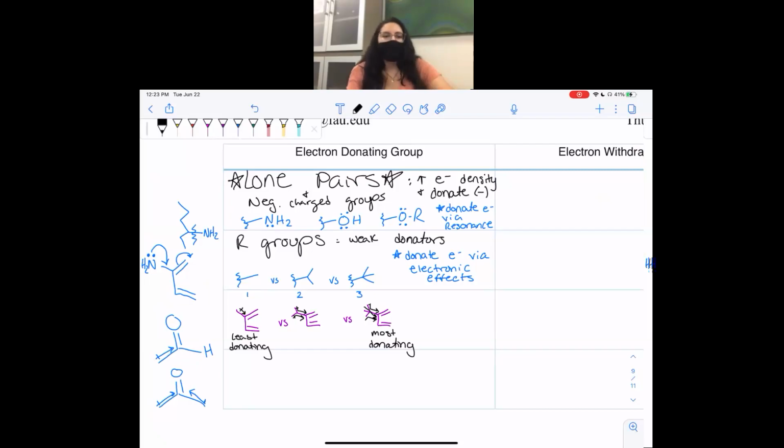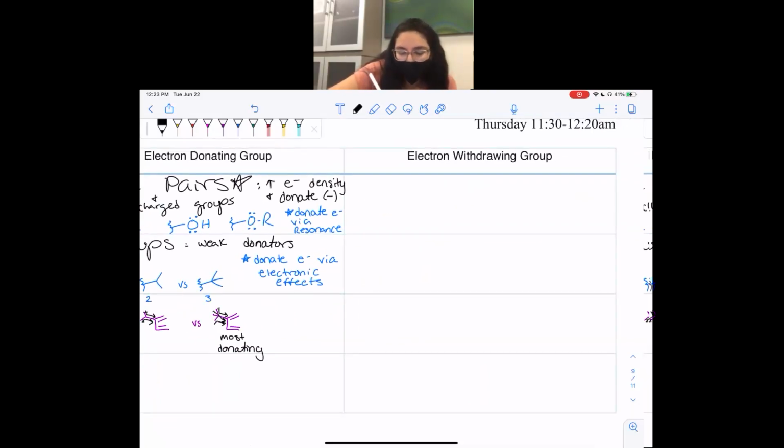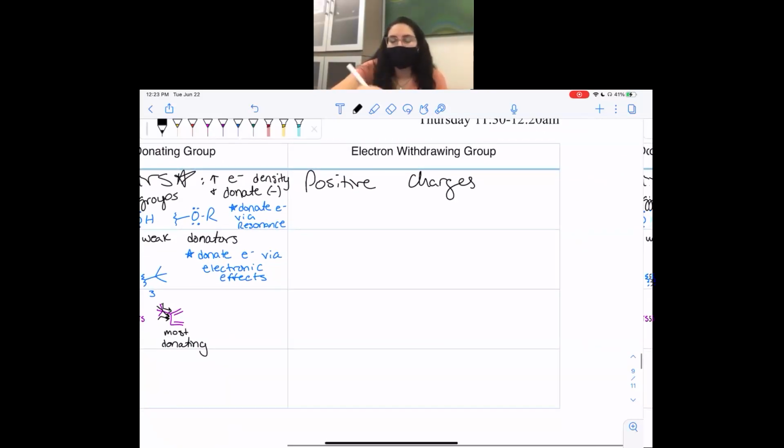All right. So let's go over electron withdrawing groups real quick. The opposite of lone pairs and negative charges is going to be positive charges. So a positive charge is pretty much telling you right off the bat: withdrawing. And I'll do it in pink just to spice things up.